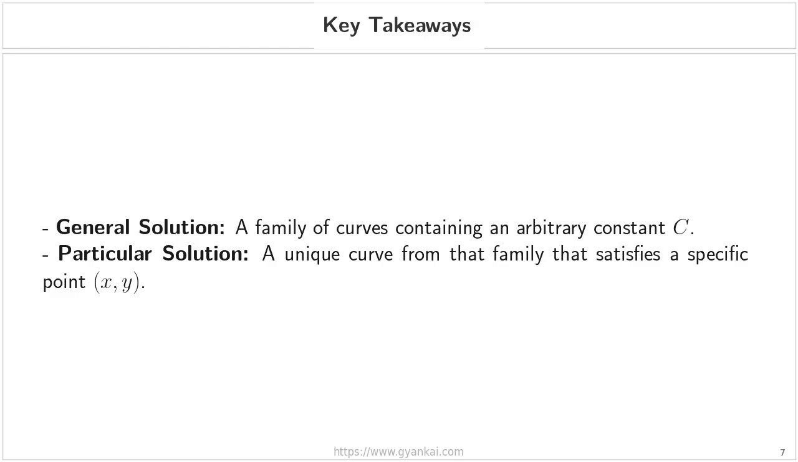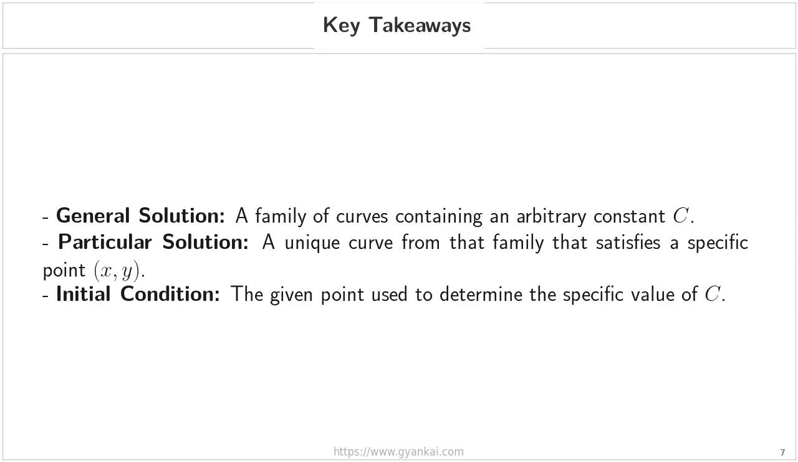Next, we have the particular solution. Unlike the general family, this is a single, unique curve. It is the one specific member of that family that is forced to pass through a specific point, which we call the x and y coordinate. This brings us to the initial condition. This is the crucial piece of information we identified in our step-by-step procedure. It is the specific point, or the given values of x and y, that we use to pin down the exact value of our constant, c.